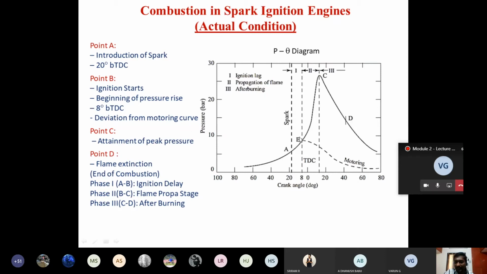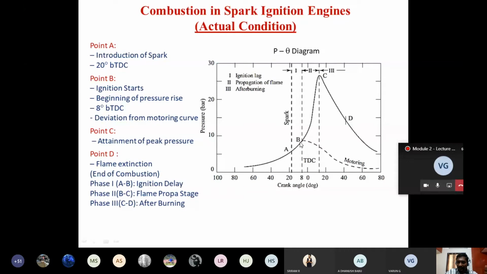And there is one more curve represented here. If you watch carefully, this is written as motoring curve. Motoring curve is nothing but, let us say you have an engine cylinder and the spark plug is switched off. I'm not going to operate the spark plug. So suction takes place, air fuel mixture enters, and the compression stroke starts. When the compression stroke starts, whatever air fuel mixture is present inside the engine cylinder is going to undergo compression, and the pressure is going to reach a value at point B, right? Now the spark is not introduced. Remember, spark is not introduced.